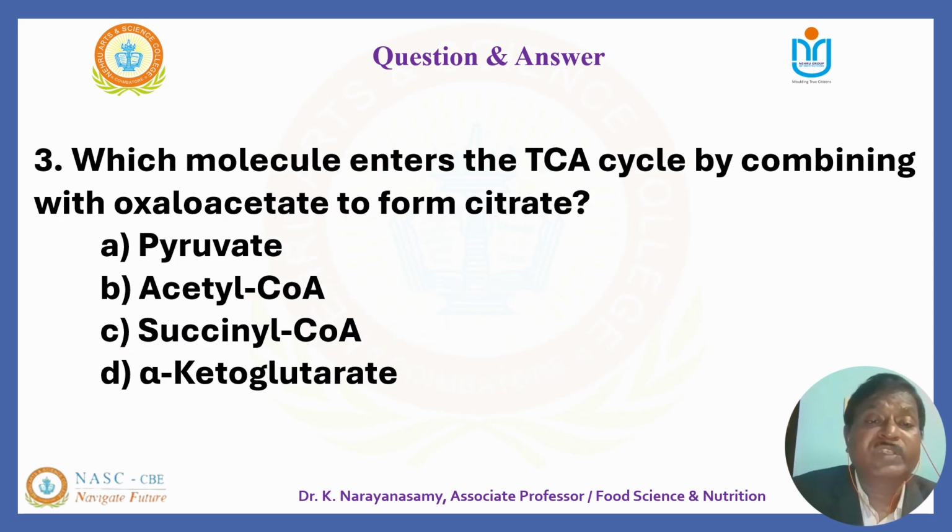Next question, which molecule enters the TCA cycle by combining with oxaloacetate to form citrate? A, pyruvate, B, acetyl-CoA, C, succinyl-CoA, D, alpha ketobutyrate. The answer is B, acetyl-CoA.